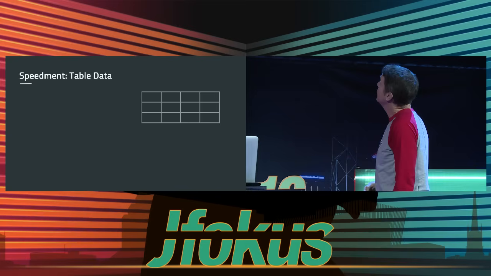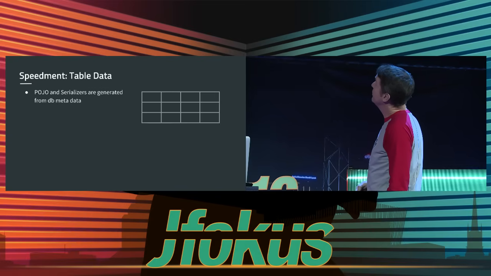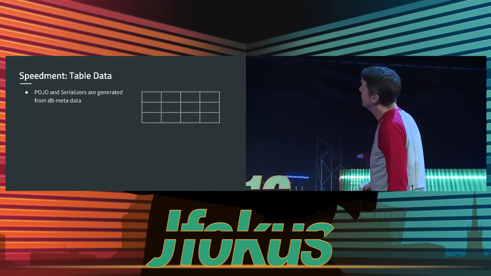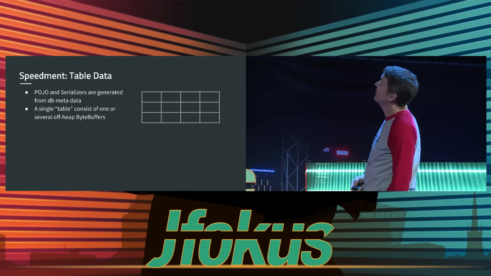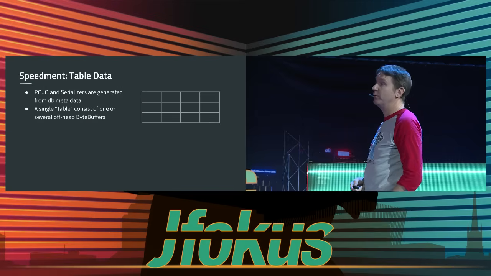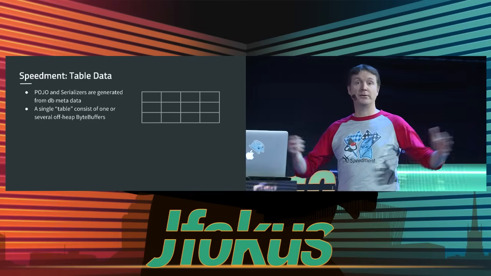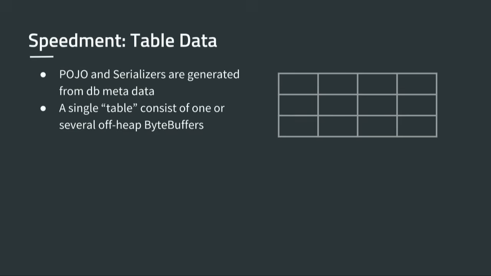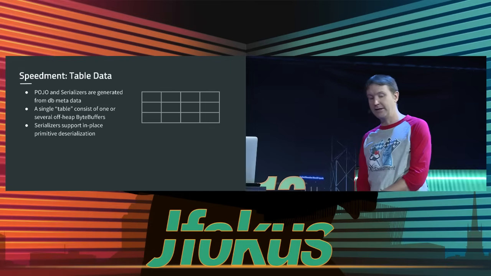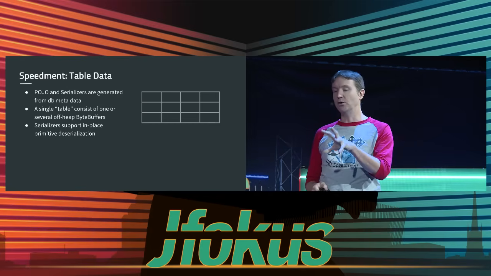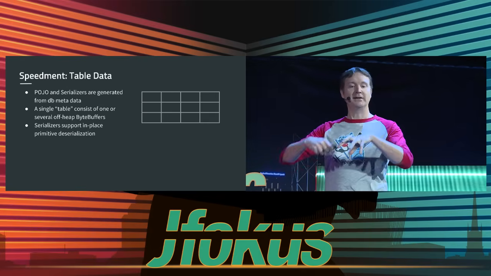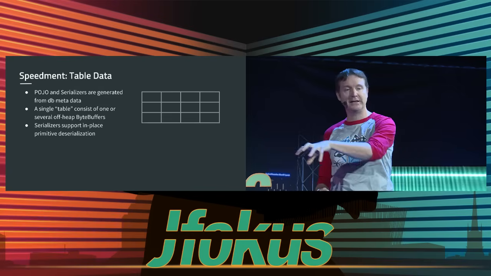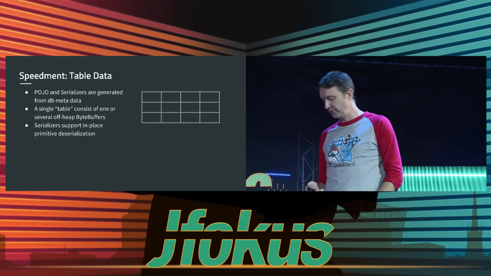OK, so how do you store table data? We generate POJOs and serializers from the database metadata. And a single table consists of one or several off-heap ByteBuffers. Of course, if we have just a small table, we only need one ByteBuffer. If we have a huge one with billions or trillions of rows, we need to have several ByteBuffers because of the 2 to the 31 limit. And serializers support something called in-place primitive deserialization. So for example, if I serialize my point class, I can extract only the x coordinate without constructing the entire object. So I can work directly in off-heap memory. That's very important for performance reasons.